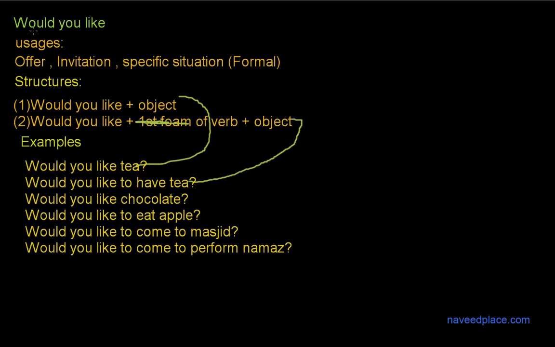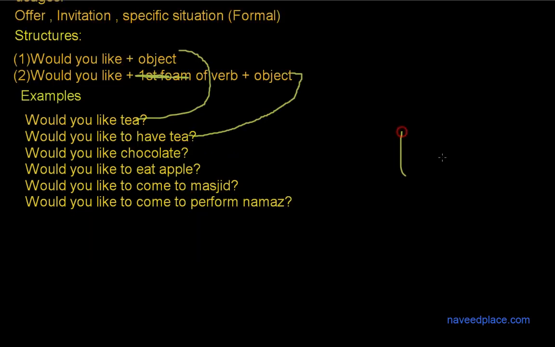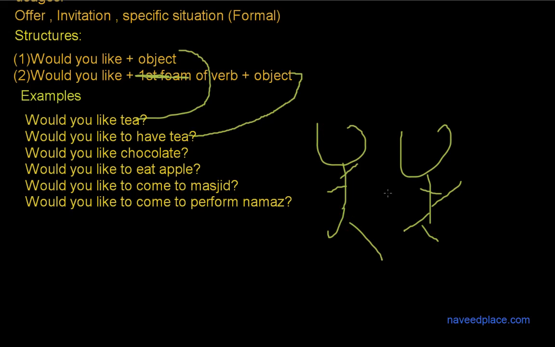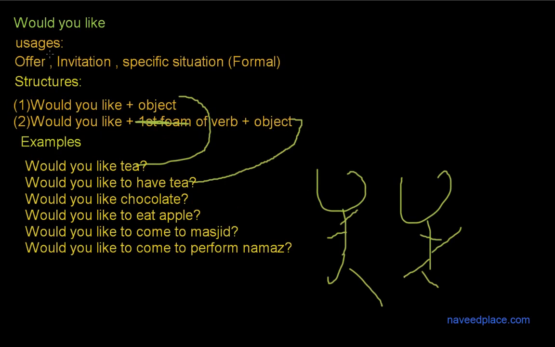So why do we use "would you like"? We use "would you like" for offer. Definitely, here we are giving an offer. For example, you are eating something, or you are taking tea, so you are giving an offer or invitation to your friend: would you like tea? Getting me? So why do we use "would you like"? For offer and invitation, and definitely we give an offer and invitation in a special situation, and this is a formal way to give offer and invitation.